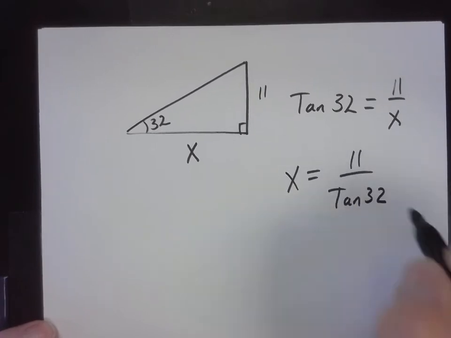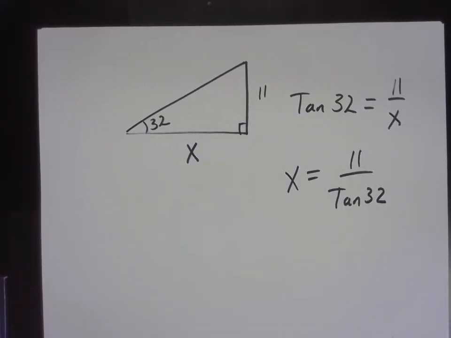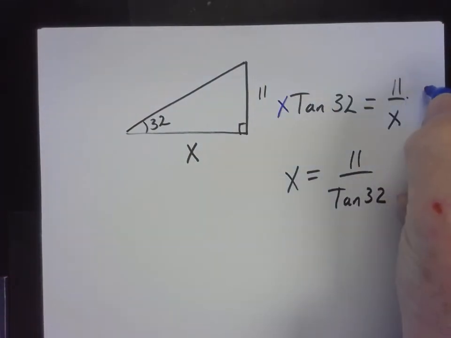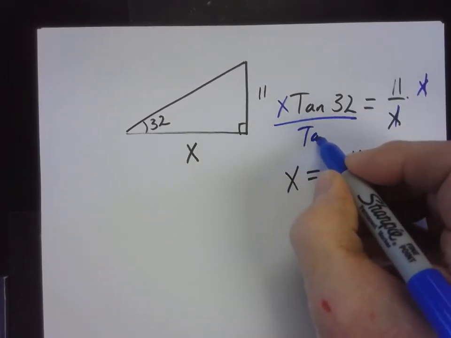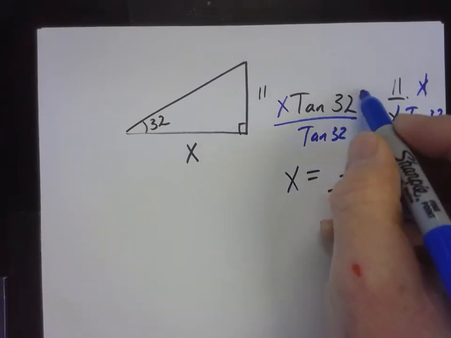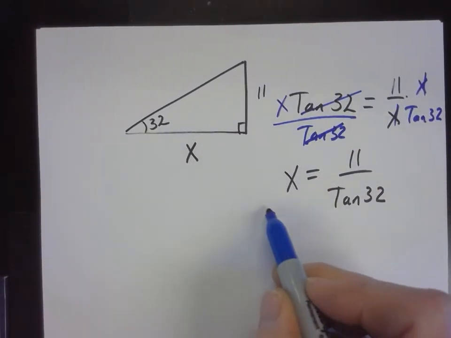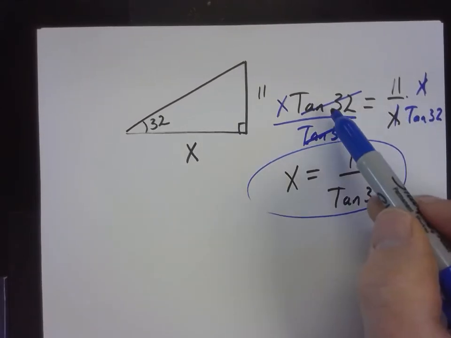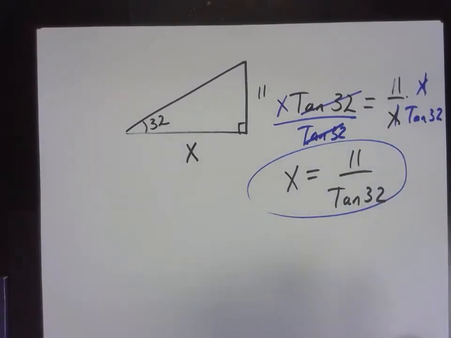I want you to think about what I just did. Can you all see it? I multiplied both sides by x, so these cancel. I divided both sides by the tangent of 32 degrees, so they cancel. This is what I get. I don't want to take the tangent of 32 and make it a decimal yet or round it off. I want to do it all at once, so I get as accurate an answer as I can.